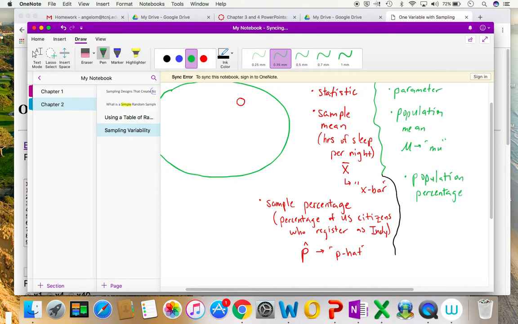You're still going to see this symbol, but it's just going to not have the hat. So p hat versus p. The p means it's population. P hat means it's sample.